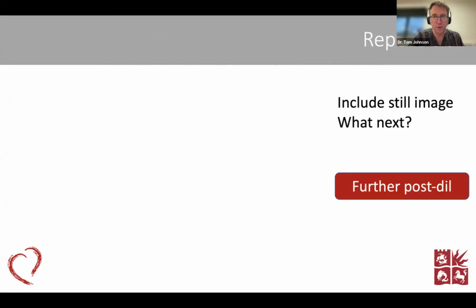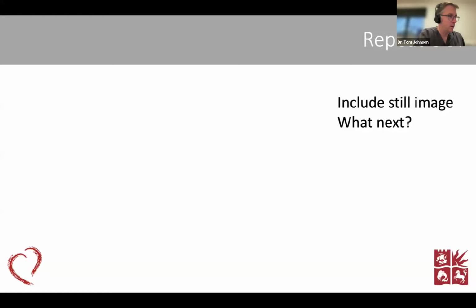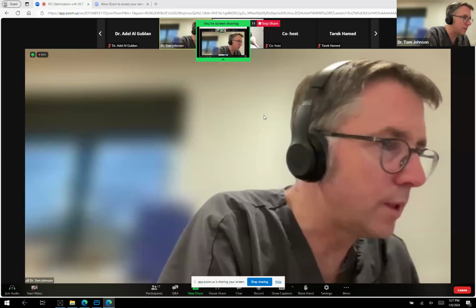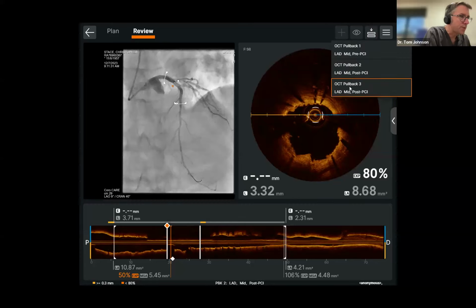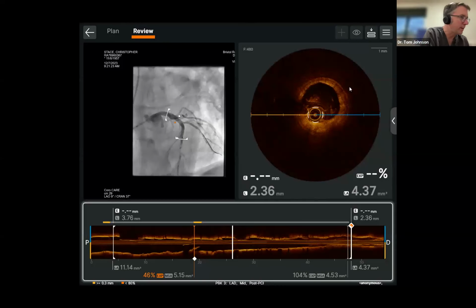I'll show you what the phone, let me, sorry, this is, let me go back to the OCT. So this is the third run. I need some form of dual screen presentation. It's beyond the scope of Zoom, sorry.